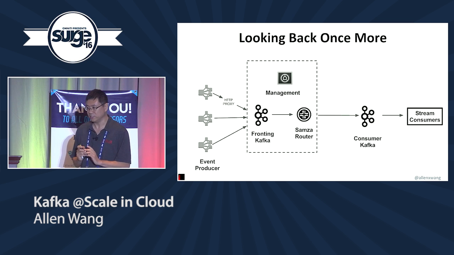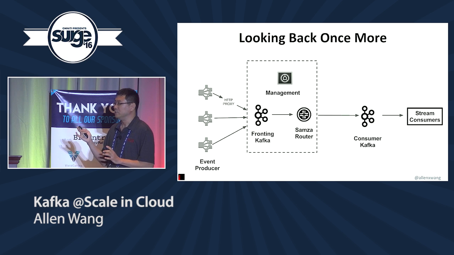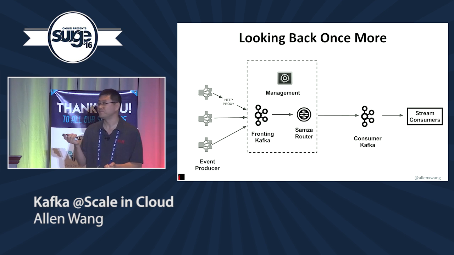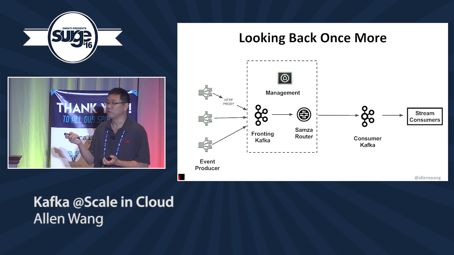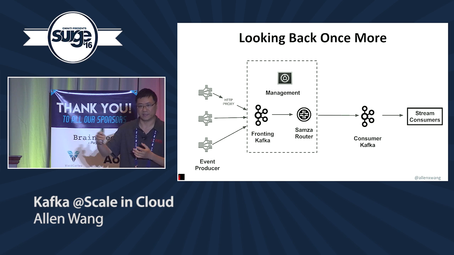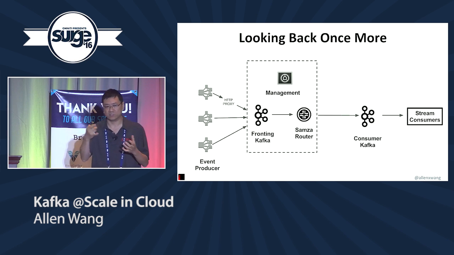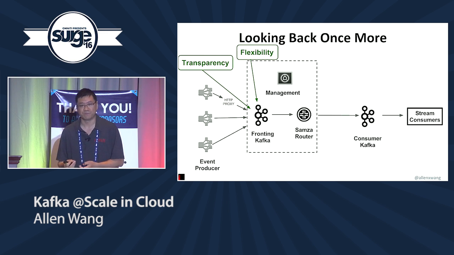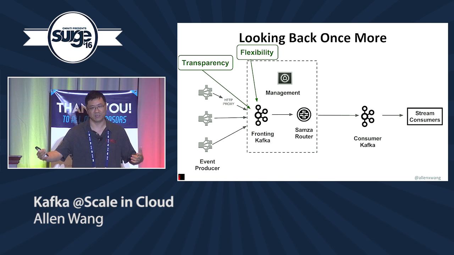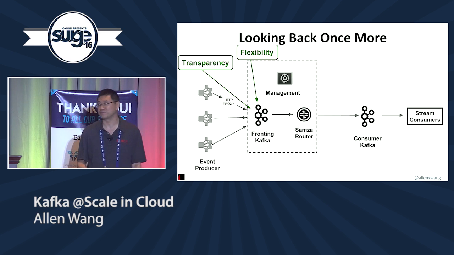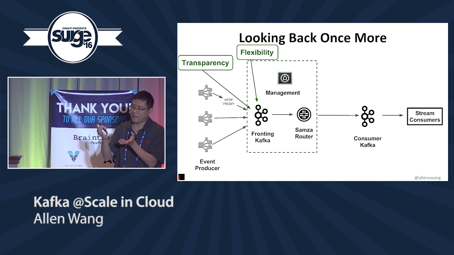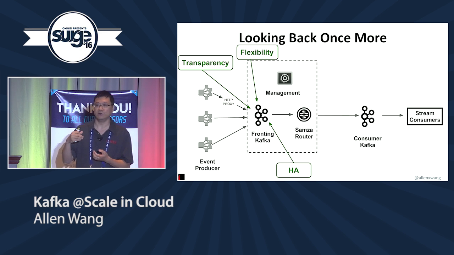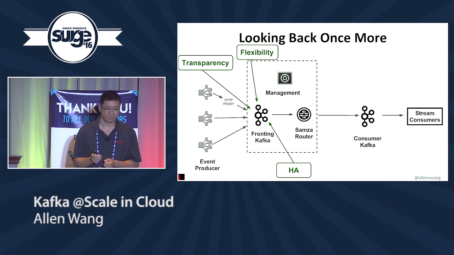So now let's pause here a little bit and look at the Keystone architecture once more to see what's the advantage of it. So on the producer side, because we have this dynamic mapping between topic and cluster, it provides the transparency for the producer and flexibility for the Kafka cluster, because we can move a topic around without the producer even noticing it. And because we have this dynamic mapping, it enables the failover, which in turn greatly improves the data availability.